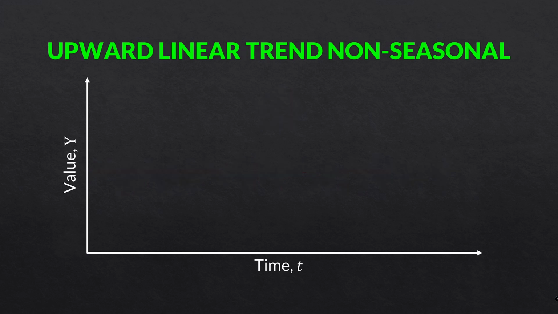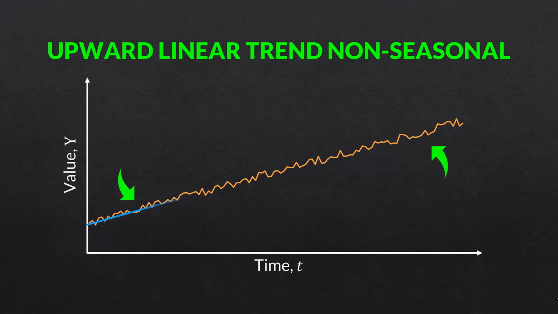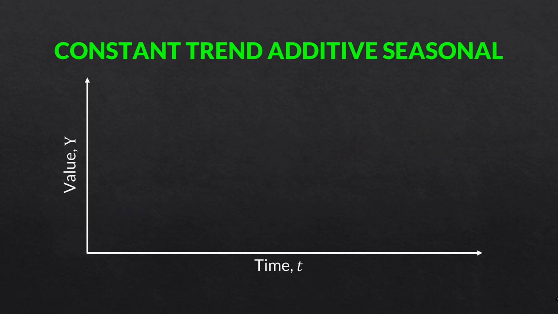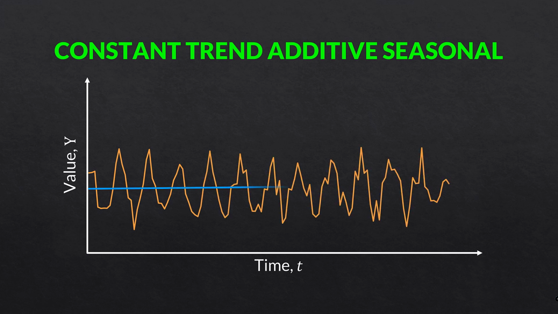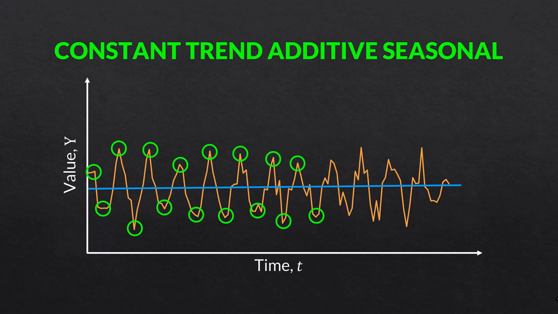That's how it works. Next, we have an upward linear trend that's non-seasonal. So as the name indicates, we have an upward linear trend. It doesn't have any regular seasonal patterns, and it looks something like this. Of course, it could go down, but in this case, it's going up. Then we have a constant trend additive seasonality. So here we have regular spikes and dips along the time series at a regular interval. So what we do in time series is try to figure out what that interval is and what level changes happen at those seasonality points.